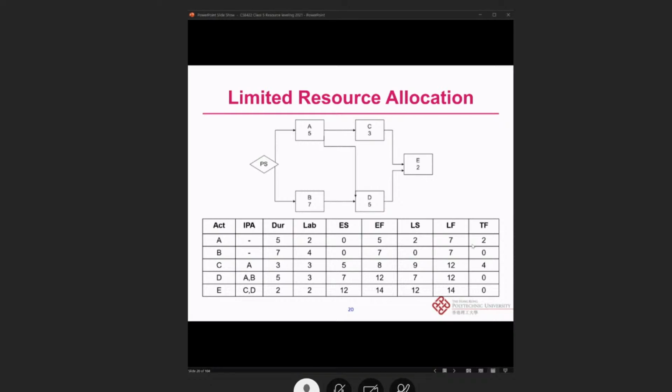So the same thing, if we want to consider resource allocation, what is the thing that we don't want to see?